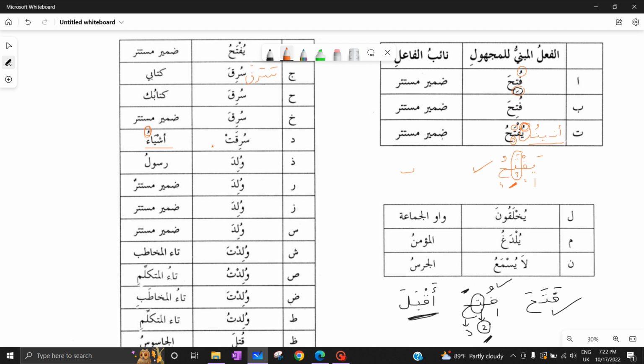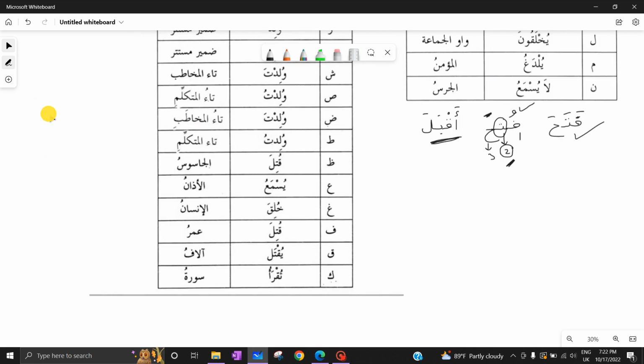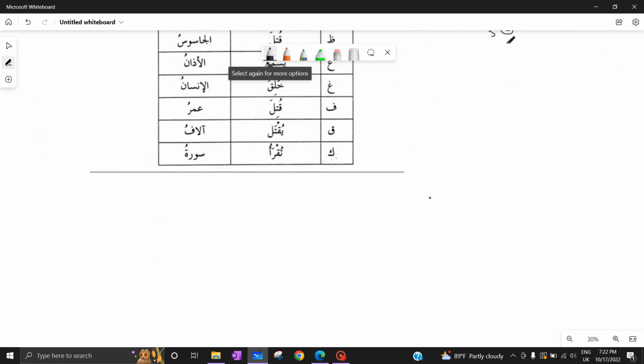Suriqat al-ashya'u, that means the things were stolen. If I say saraqa al-lissu al-ashya'a, that means the thief stole the things. For example, if I say here saraqa al-lissu al-ashya'a, okay, sorry, there will be a double lam. So what is the irab here? Fa'il, and this is maful bihi.